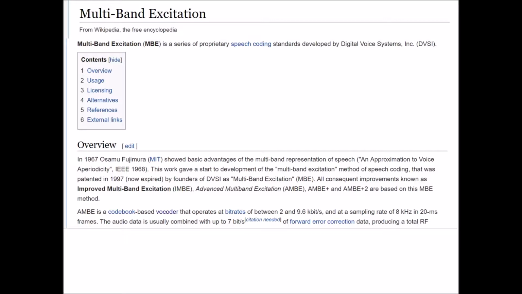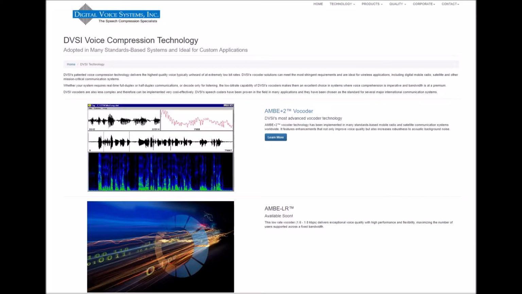I'm going to read this first sentence. Multiband excitation is a series of proprietary speech coding standards developed by Digital Voice Systems.